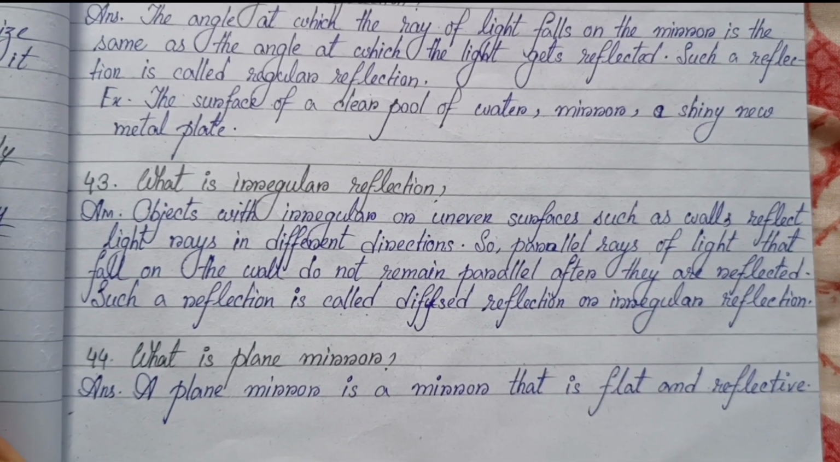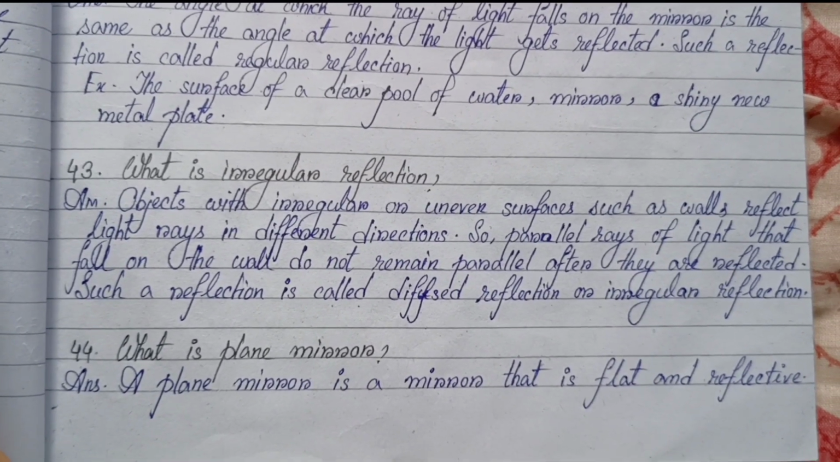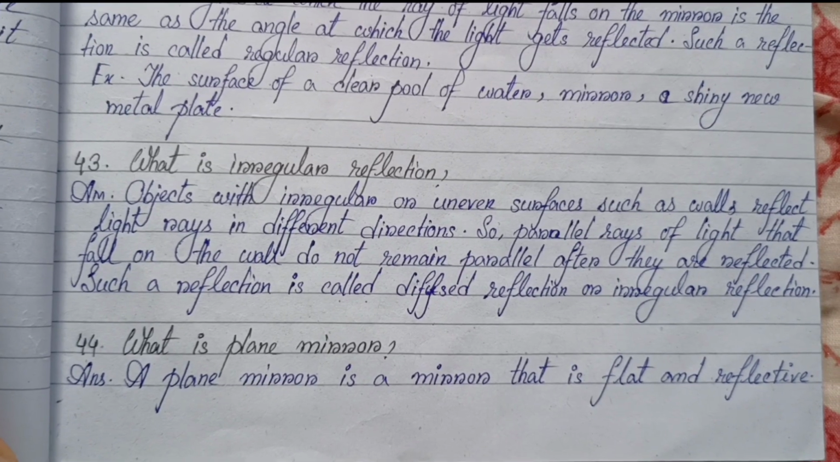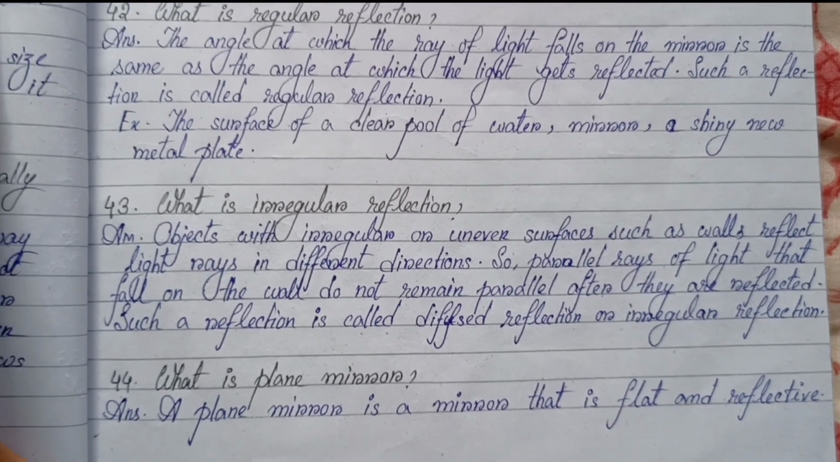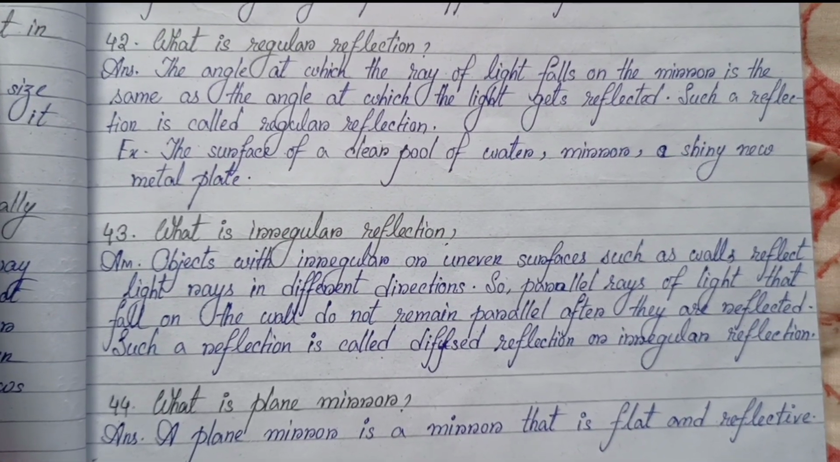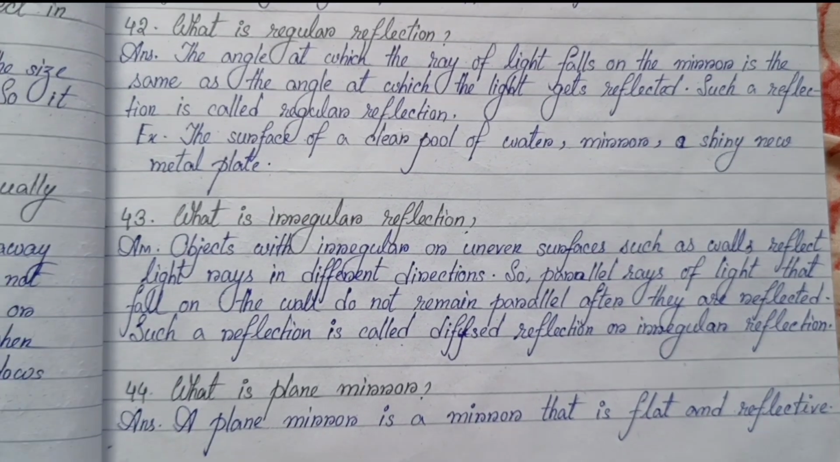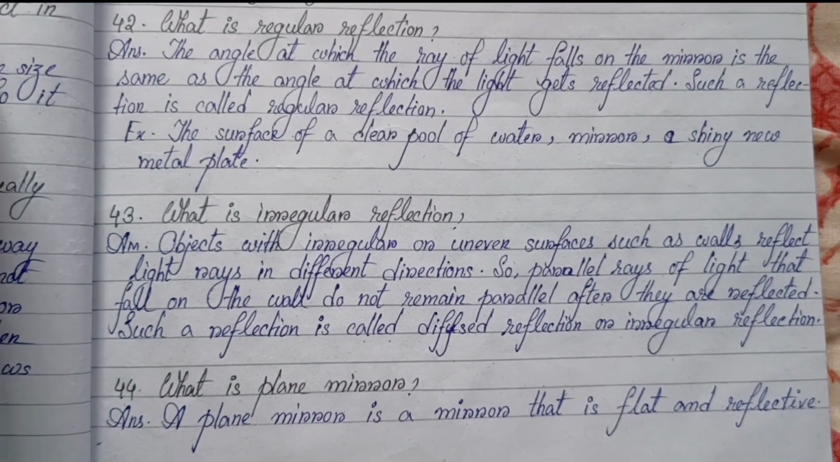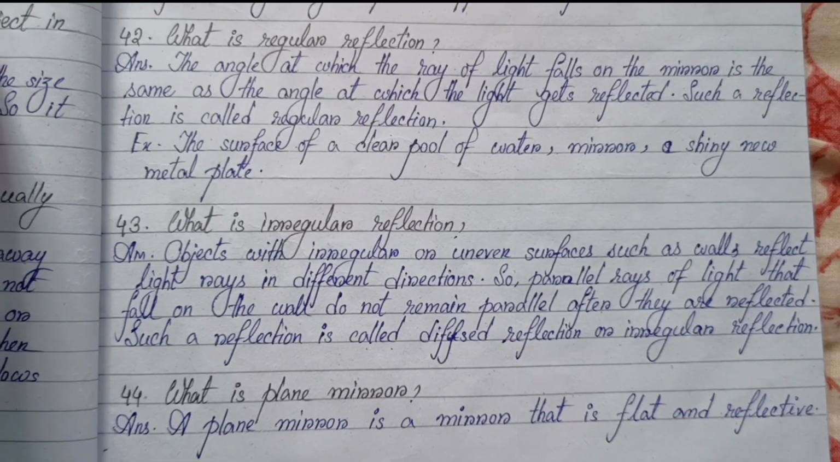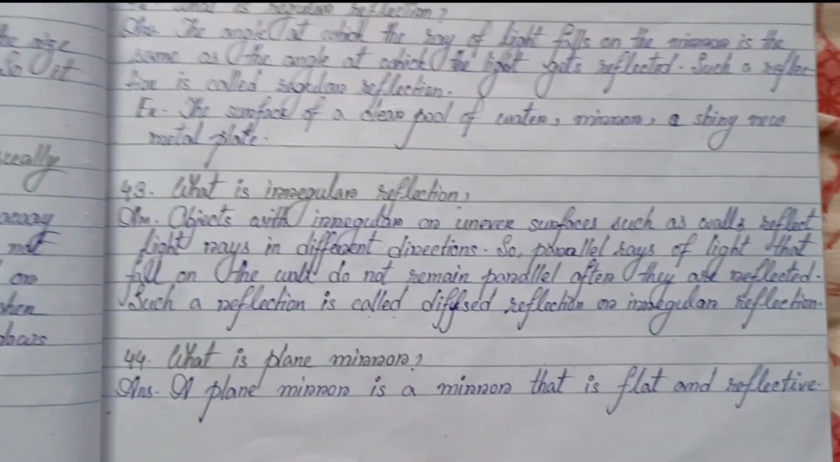Objects with irregular or uneven surfaces such as walls reflect light rays in different directions. So, parallel rays of light that fall on the wall do not remain parallel after they are reflected. Such a reflection is called diffused reflection or irregular reflection.